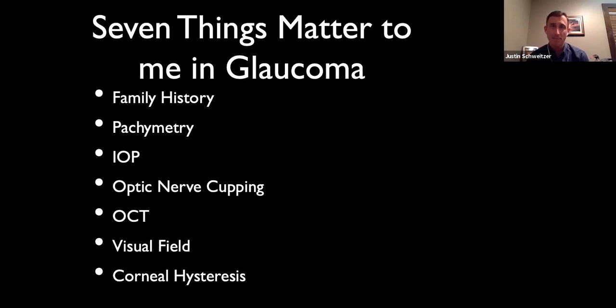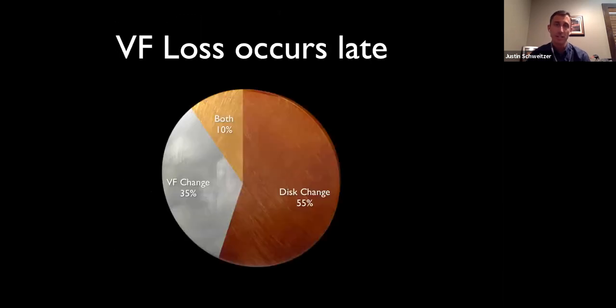Optic nerve head cupping matters, paying attention to that. The OCT, the visual field, and then finally corneal hysteresis, which I'll touch on when we get into measuring tonometry here in a second. I mentioned this earlier, but I wanted to mention it briefly now to you as well.